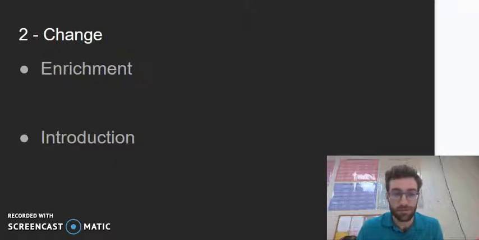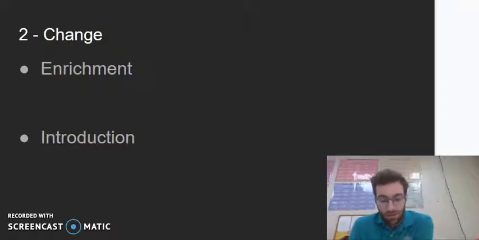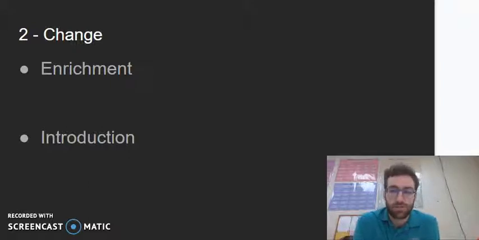Okay, so the next one is change. I think one thing that I definitely want to change is I want to make sure that I add enrichment if I do stations. So more enrichment. I had some enrichment, but I think more than one activity is necessary because some students were finishing at each station a little bit early. So that's definitely something I want to add.